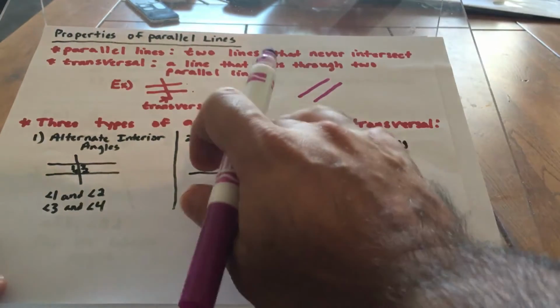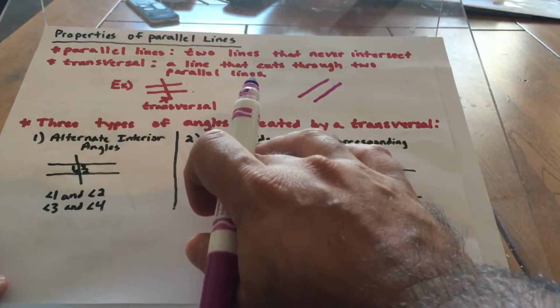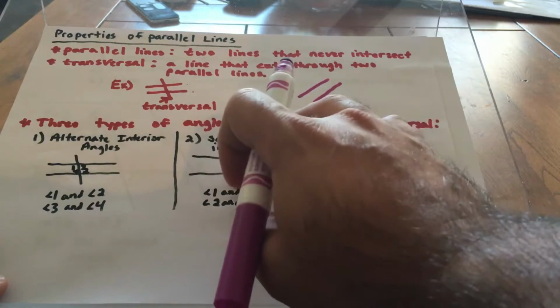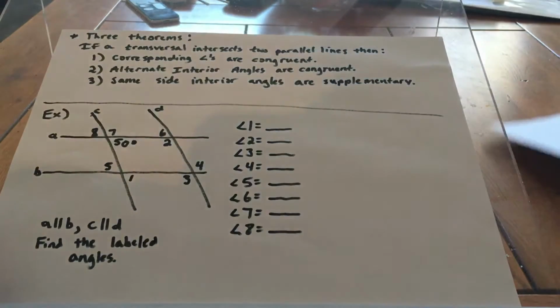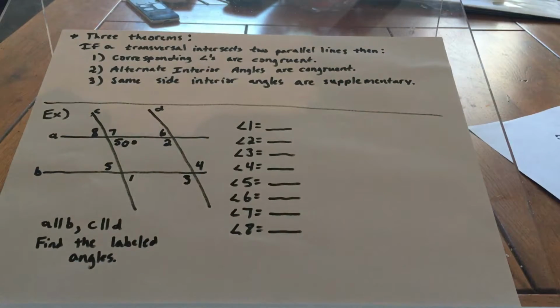So if 2 and 4 add up to be 180, and 1 and 2 are congruent, then 1 and 4 will also add up to be 180 as well. All right, so those are some theorems that you want to put to memory. They're going to really help us find the measures of some angles that we don't know.